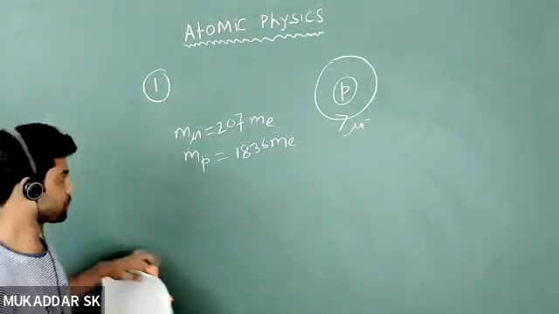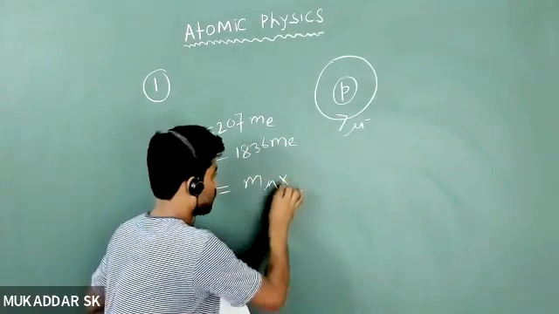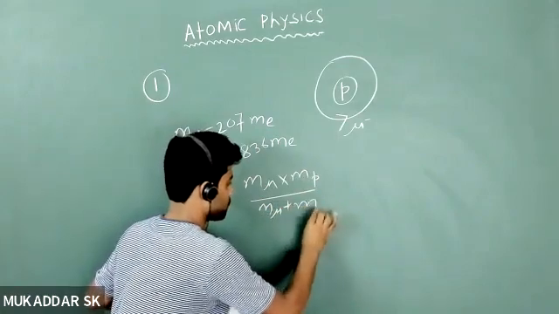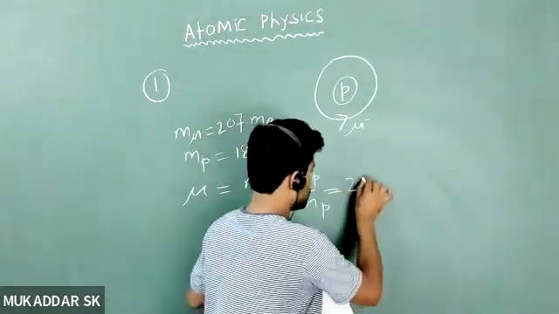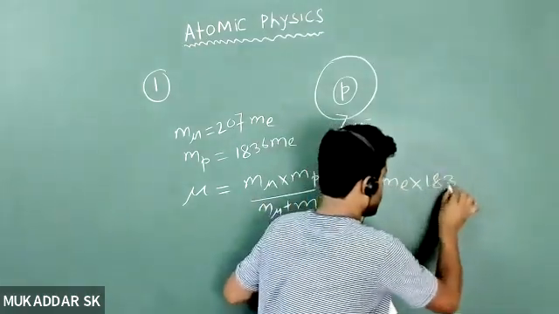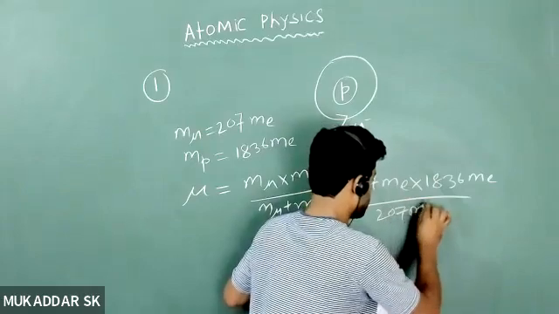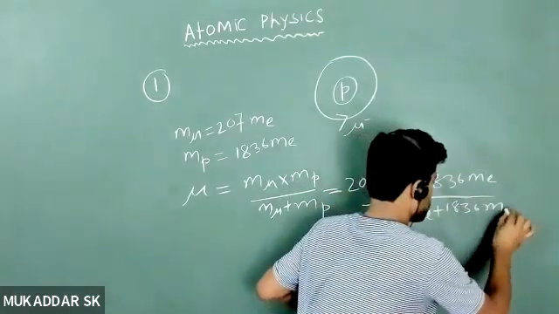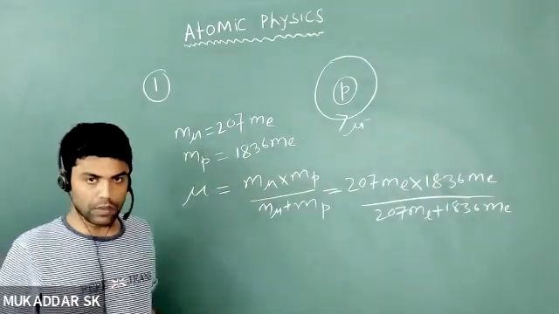So the reduced mass of this system will be simply the mass of the mu particle into the mass of the proton divided by the mass of the mu particle plus the mass of the proton. So in terms of electronic mass, it will be simply 207 times the mass of the electron into 1836 times the mass of the electron, divided by 207 times the mass of the electron plus 1836 times the mass of the electron. Is it clear to all? You people have done this problem, right?